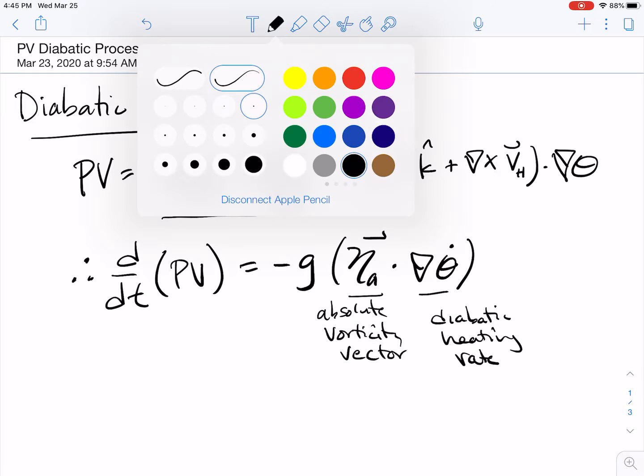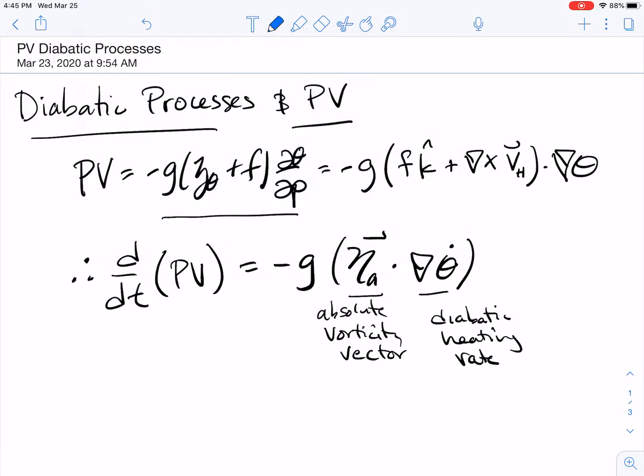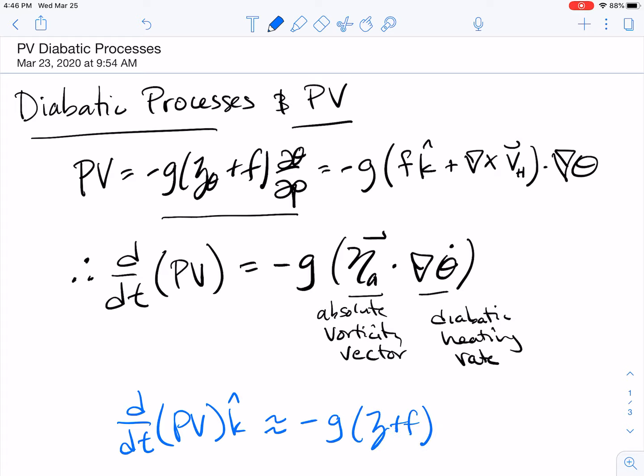Let's go ahead and write our k hat component. So d/dt of PV from our k hat component is approximately equal to minus g times zeta plus f times d theta dot dp. This solution looks awfully similar to our regular PV solution, and in fact we have that up here, with one crucial difference.